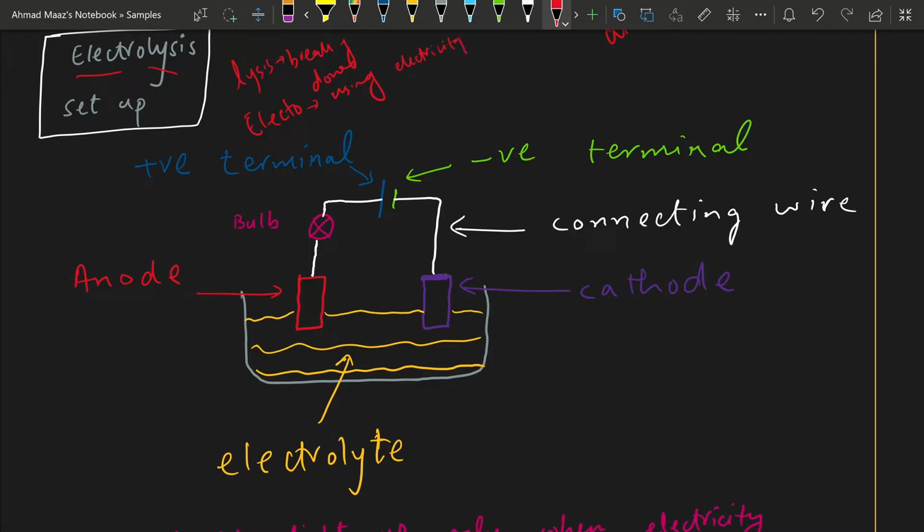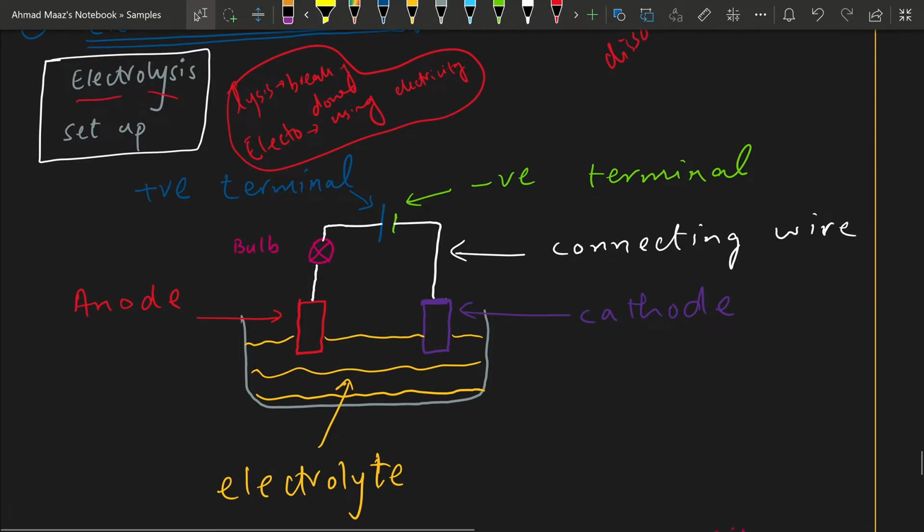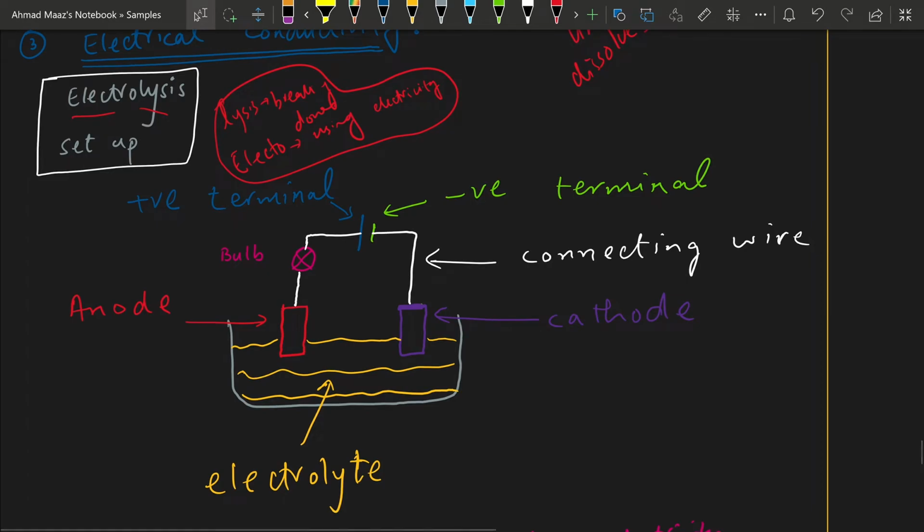We'll study electrolysis in the coming chapters, but for now we need to know the basic setup for electrolysis. It has two electrodes, or two metal plates. What is an electrode? An electrode is any metal plate. It can be carbon as well, but it has to be a conductor, which is connected with the battery.